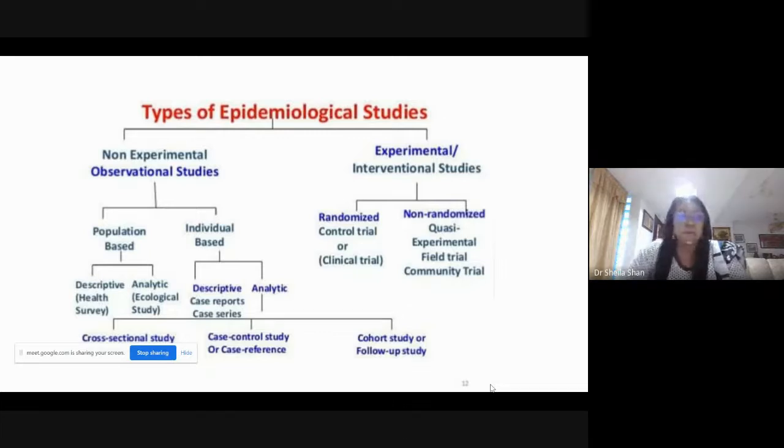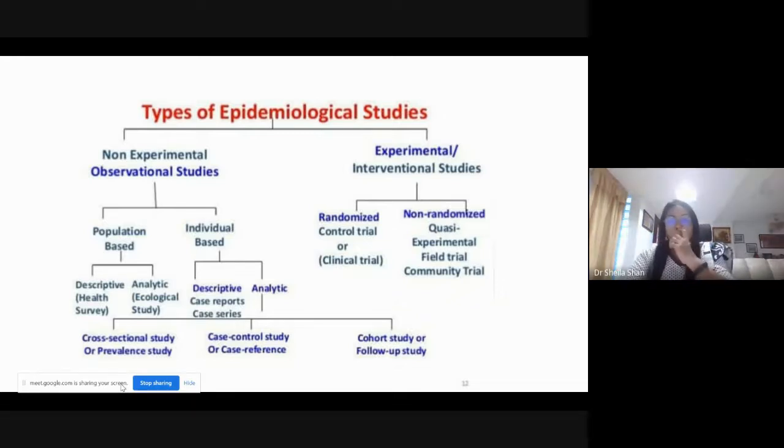If you're doing population based, it might be a health survey under descriptive, or an ecological study, which is analytical. And if you're doing an individual based study, we can write it as a case report or case series. Under individual, you can have cross-sectional studies, case control study, or cohort study. These are the three.